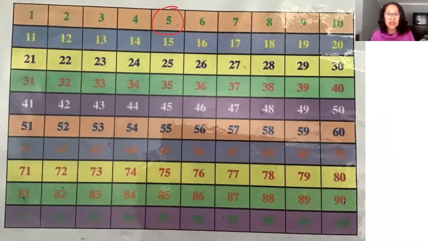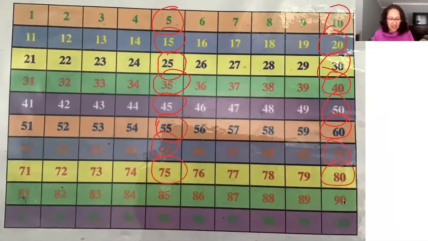5, count with me. 5, 10, 15, 20, 25, 30, 35, 40, 45, 50, 55, 60, 65, 70, 75, 80, 85, 90, 95, 100. Did you count with me? Great job, boys and girls.